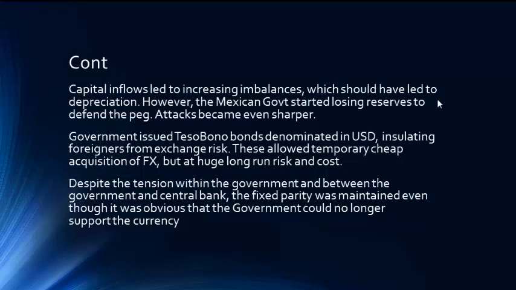The government made a policy mistake. It issued more bonds denominated in US dollars. This allowed temporary cheap acquisition of FX, but at a huge long run risk. So at this point there was a crisis situation. There was a lot of infighting. The government had different factions supporting different policies, and the central bank had different opinions. Fixed parity was maintained, even though it became obvious that the government could no longer support the currency.